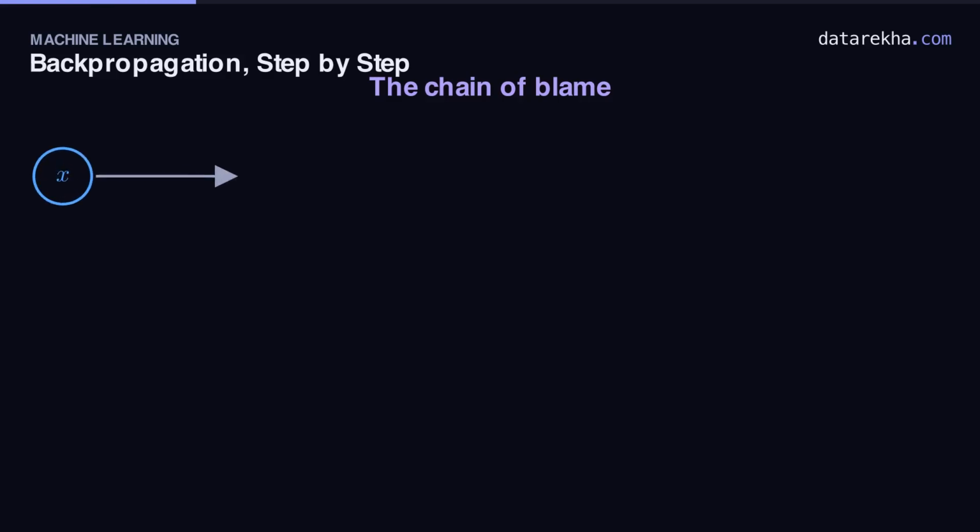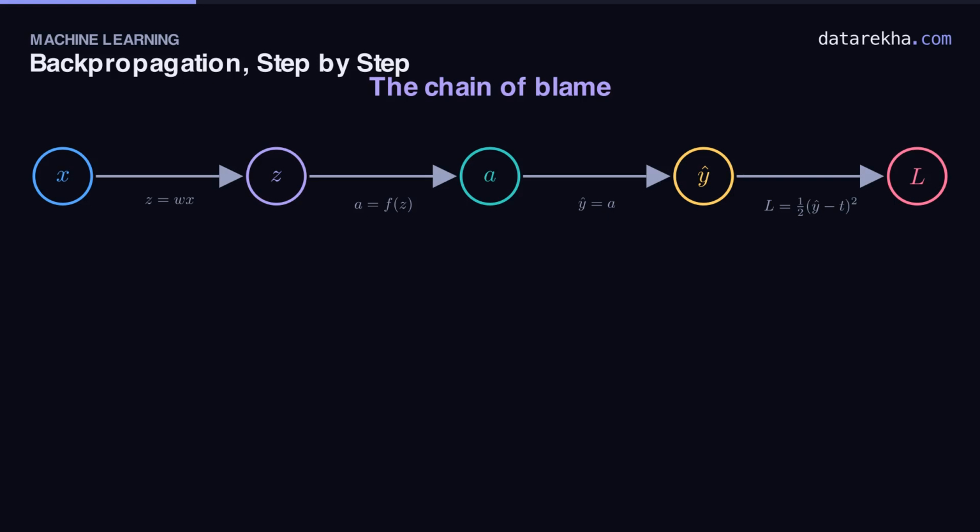Strip the network down to a single chain of operations. Start with an input x. Multiply by a weight to get a pre-activation z. Push that through an activation function to get a, and then the prediction y hat. And finally, compare it to the true target with a loss L. Left to right, each step feeds the next.